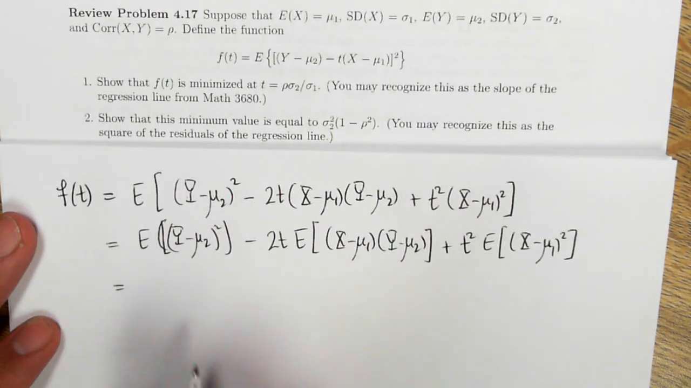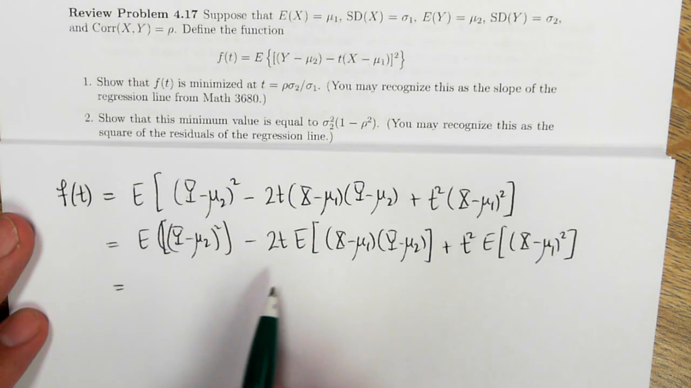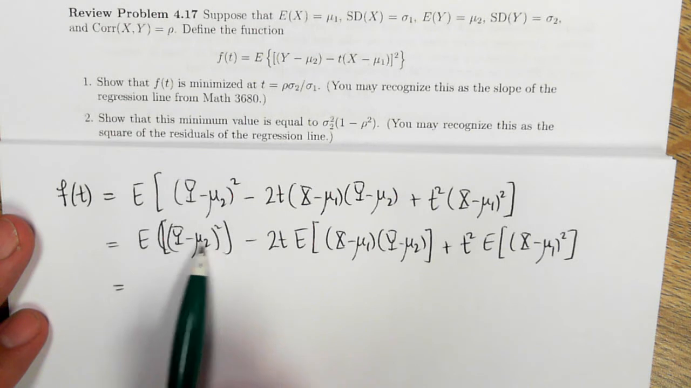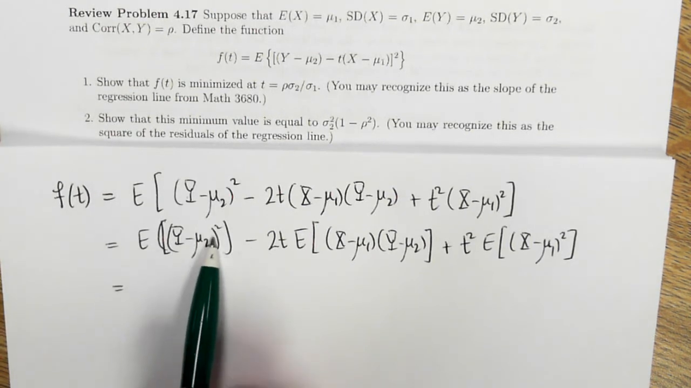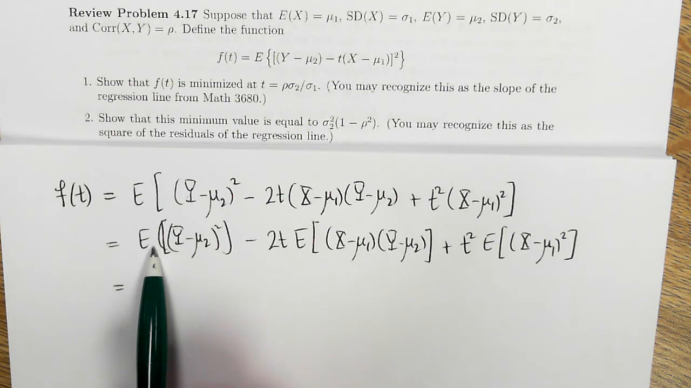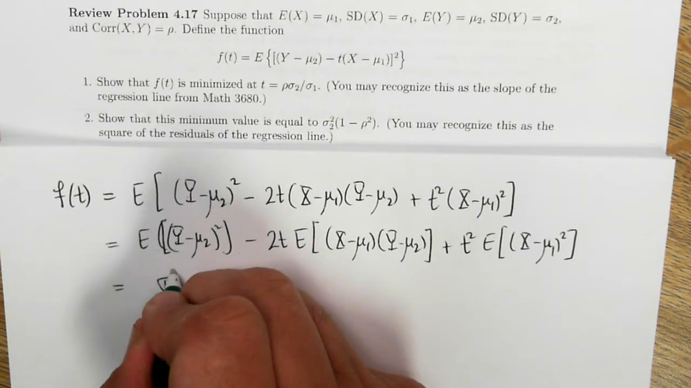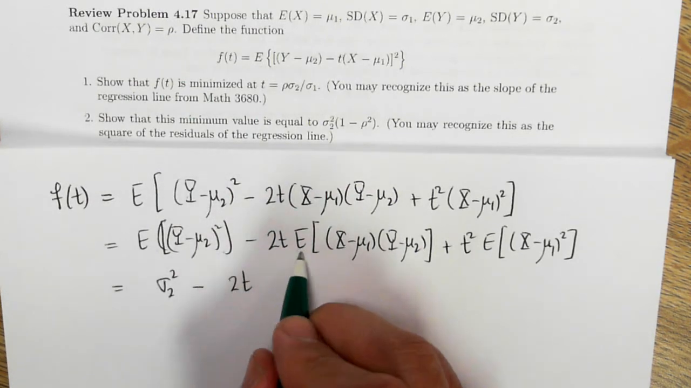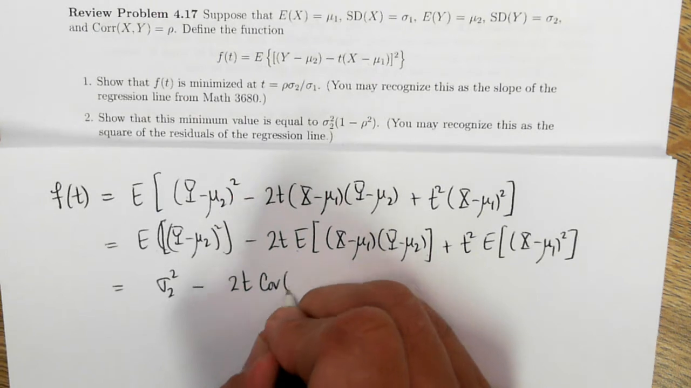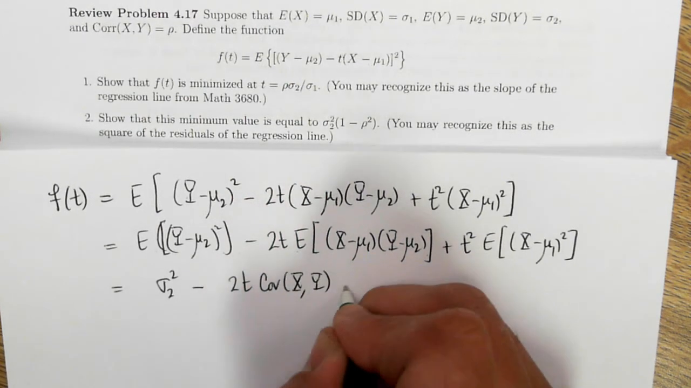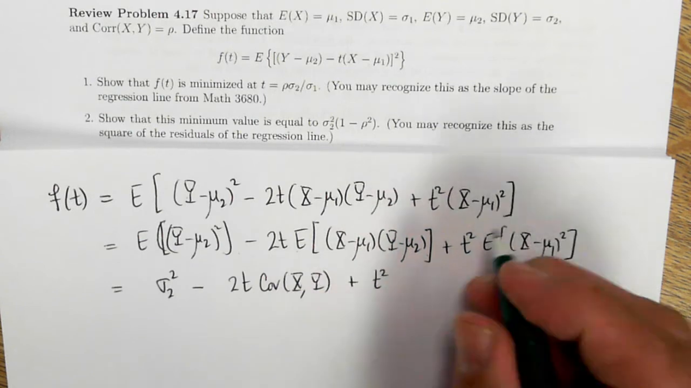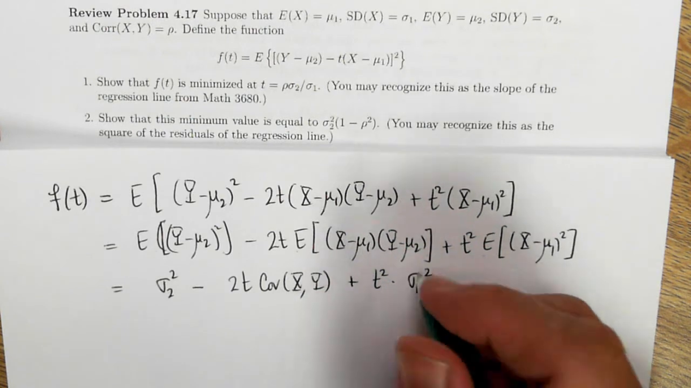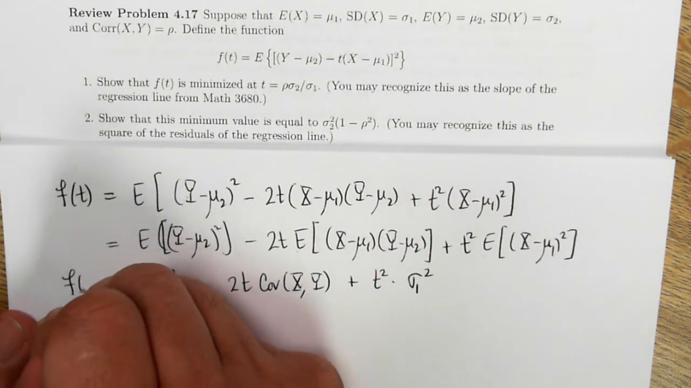Now I could expand this out even further. However, I know full well that that is my definition for a variance. This is the variance of y, the expected value of y minus its mean squared. So if I were to expand this out, I would exactly get the variance of y. Over here I have minus 2 times t. This is my definition of the covariance of x and y. And here I have plus t squared, and this last part here is the definition for the variance of x. So there's my function f of t.